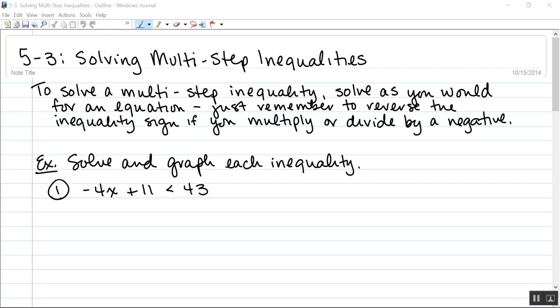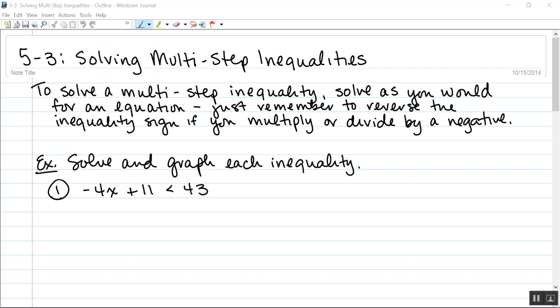Section 5.3 is on solving multi-step inequalities. To solve a multi-step inequality, solve as you would for an equation. Just remember to reverse the inequality sign if you multiply or divide by a negative. So this is going to be very similar to how we solved an equation. We're basically going to be undoing whatever was done to x backwards.